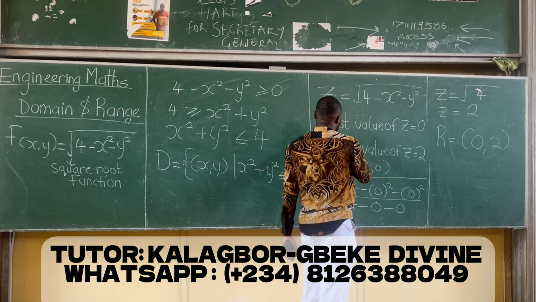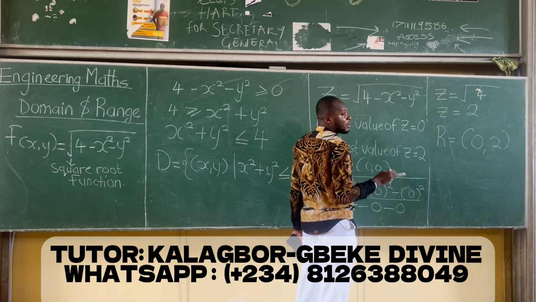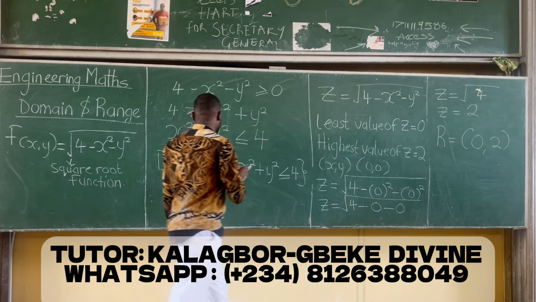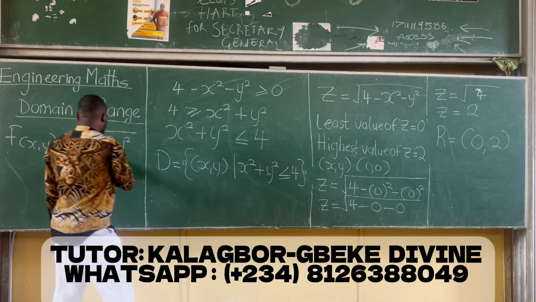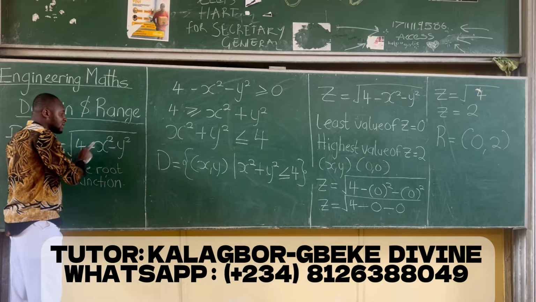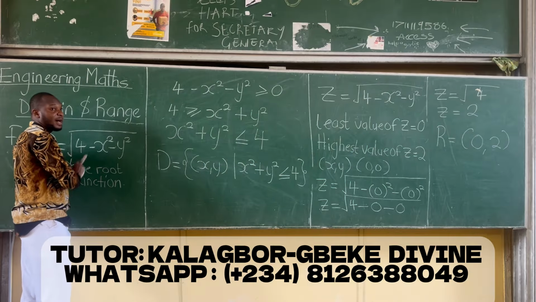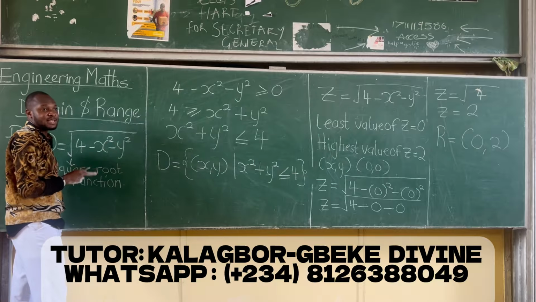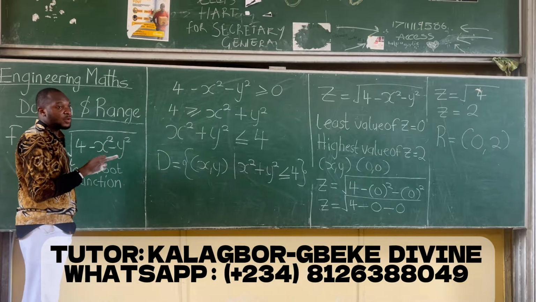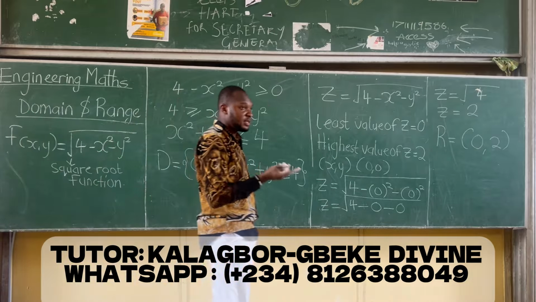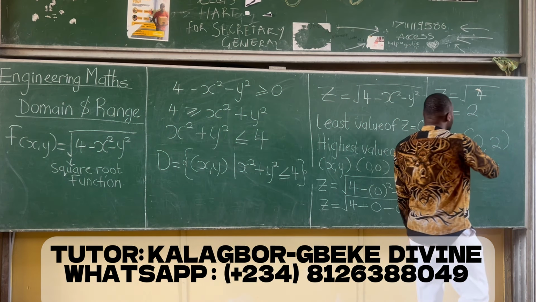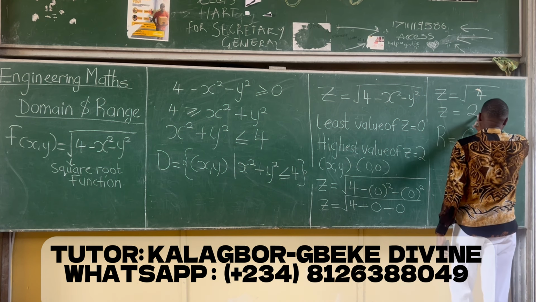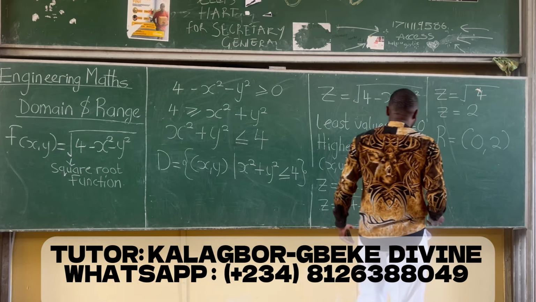Okay, the least value. Now the least value, we say that from our domain, the condition was that it can be 0 or higher than 0. So we already know that it's going to start from 0, right? So we now say the least value is 0. That's how we got the least value. Then the highest value, this is how we got the highest value as 2.